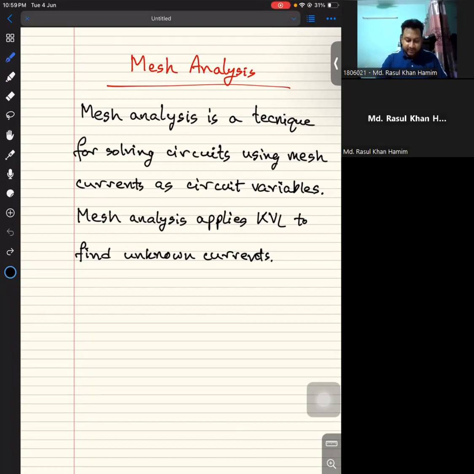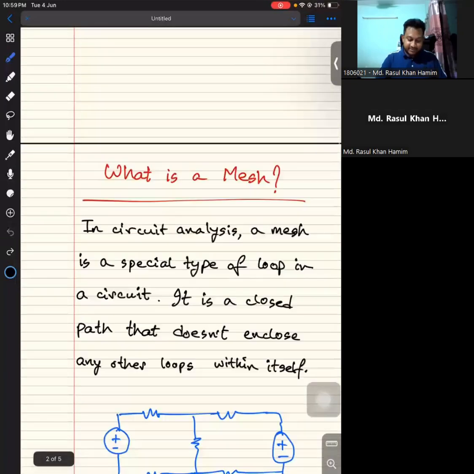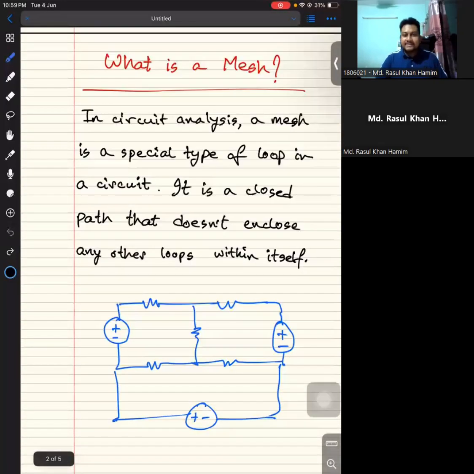At first, let's try to understand what a mesh is. In circuit analysis, a mesh is a special type of loop in a circuit. It is a closed path that doesn't enclose any other loops within itself. For example, if we look at the circuit below, we can see that there are three meshes in it. We can call this mesh number 1, this mesh number 2, and this mesh number 3.